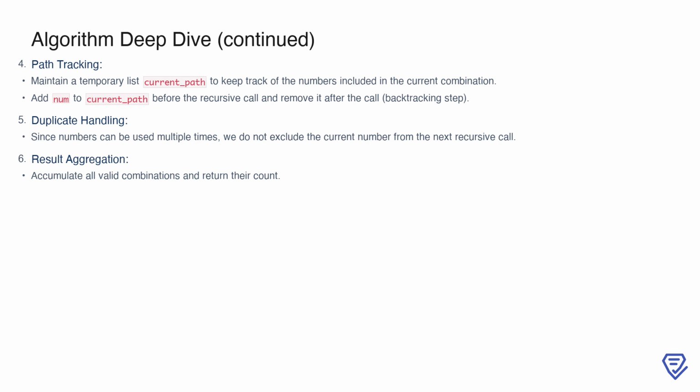This backtracking step ensures that we undo changes and restore the state for exploring other paths. Additionally, since numbers can be reused in this problem, we do not exclude the current number from subsequent recursive calls. This means that a number can appear multiple times in a single combination. Finally, as we explore all valid paths, we aggregate the results by counting the total number of valid combinations. This count is the output of the algorithm, representing the number of unique ways to achieve the target sum.